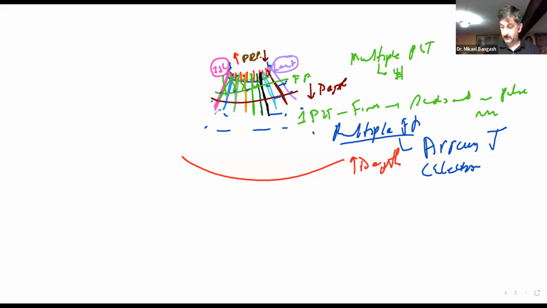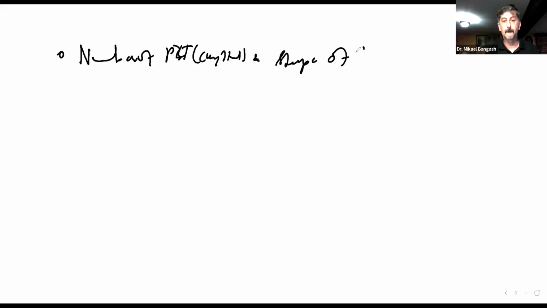Okay, so there are going to be 5 points that we will talk about for each transducer. These 5 points are going to be repeated again and again for each transducer. First is going to be the number of PCTs, or what we call crystals. Clear? Now with the number, also what's going to be the shape of the PCTs, whether that was one PCT or more than one PCT.